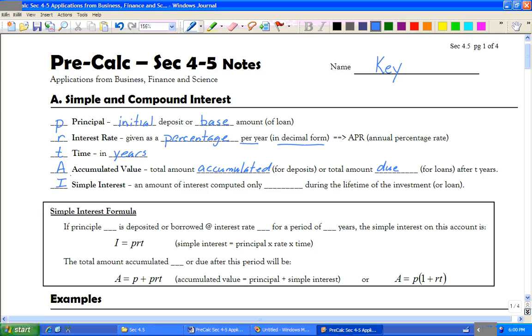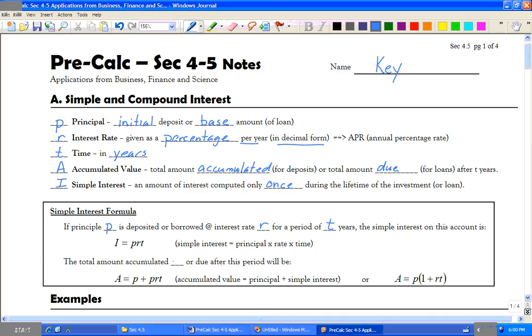Capital I stands for simple interest, and it's the amount of interest computed only once during the lifetime of the investment or the loan. So this is why it's simple interest, because interest is computed once. So if the principal P is deposited or borrowed at interest rate r for a period of t years, the simple interest is given by the formula I is equal to Prt. Simple interest is equal to principal times rate times time.